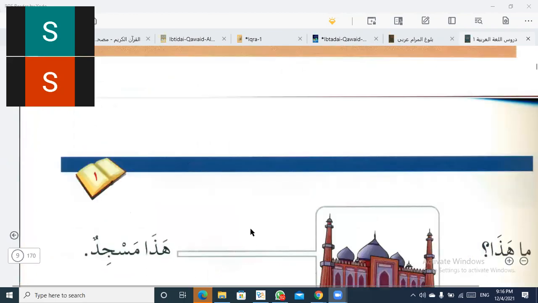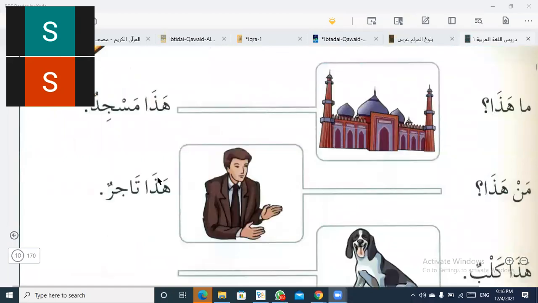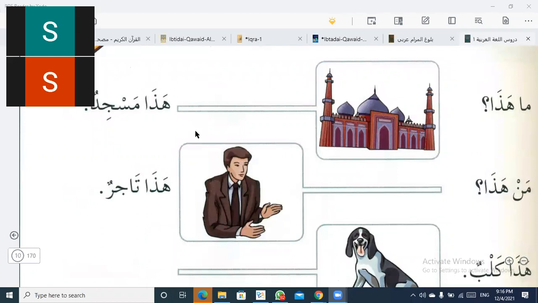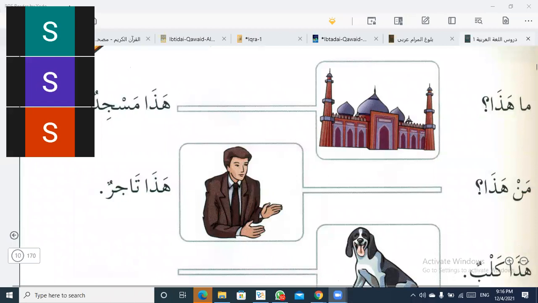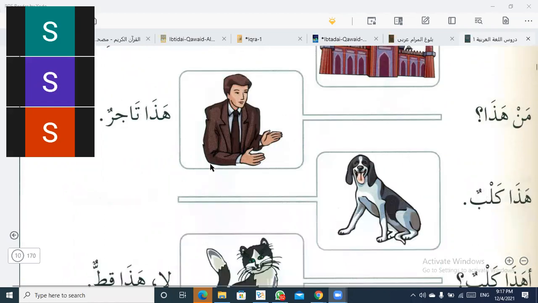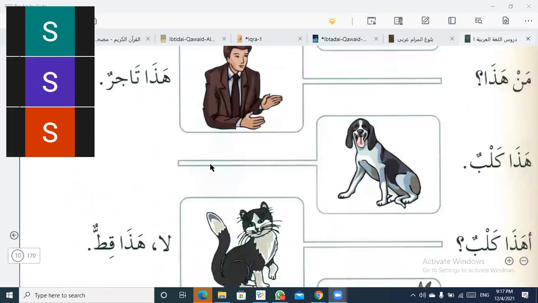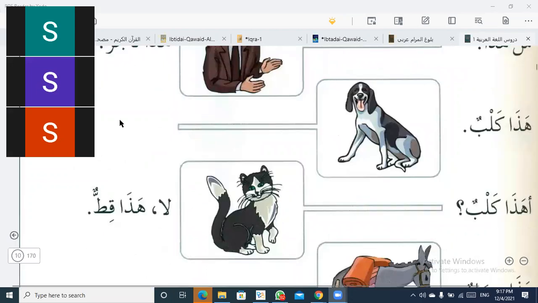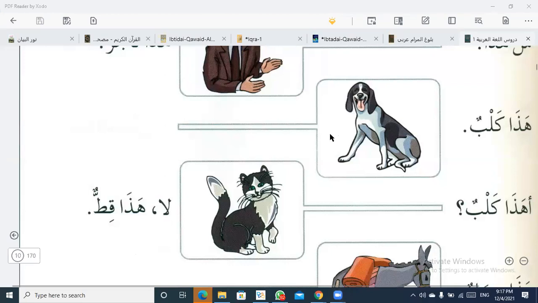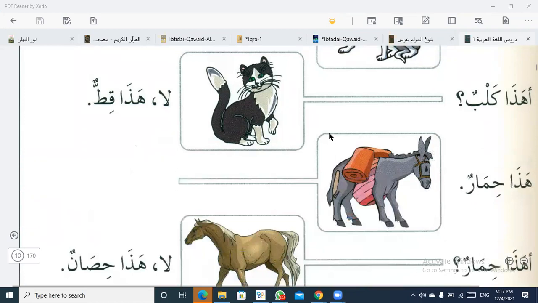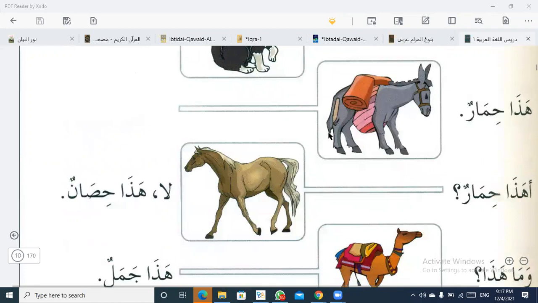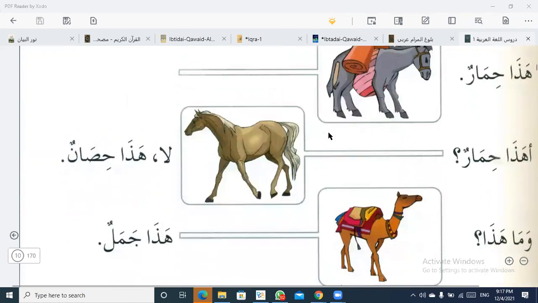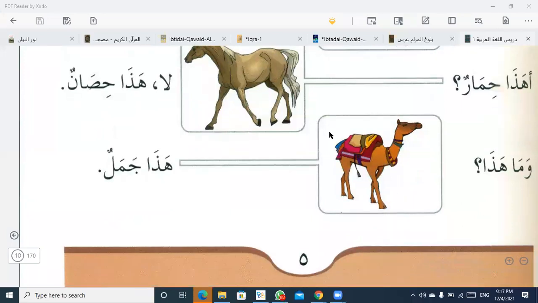Sumaya Sheikh. Read. Ma haza? Ye kya hai? Haza masjidun. Ye masjid hai. Man haza? Ye kaun hai? Haza tajirun. Ye businessman hai. Haza qalbun. Ye kutta hai. Ahaza qalbun? Kya ye kutta hai? La, haza qittun. Nahi, ye billi hai. Haza himarun. Ye gadha hai. Ahaza himarun? Kya ye gadha hai? La, haza hisanun. Ye ghoda hai. Wama haza? Kya ye oont hai?